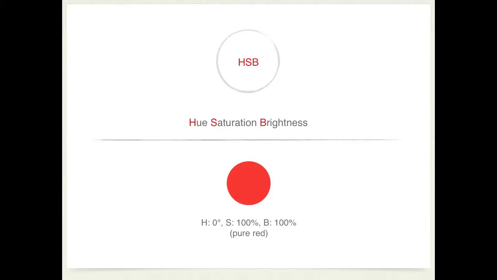The saturation is 100%. That means the hue is not mixed with any white. Brightness is also 100%, meaning the hue is not mixed with any black. And 0 degrees means the value of degrees on the color wheel. In our case, 0 means pure red. Now, we'll talk about the hue, saturation, and brightness values in the next lesson. But for now, try to remember what each of these values mean.